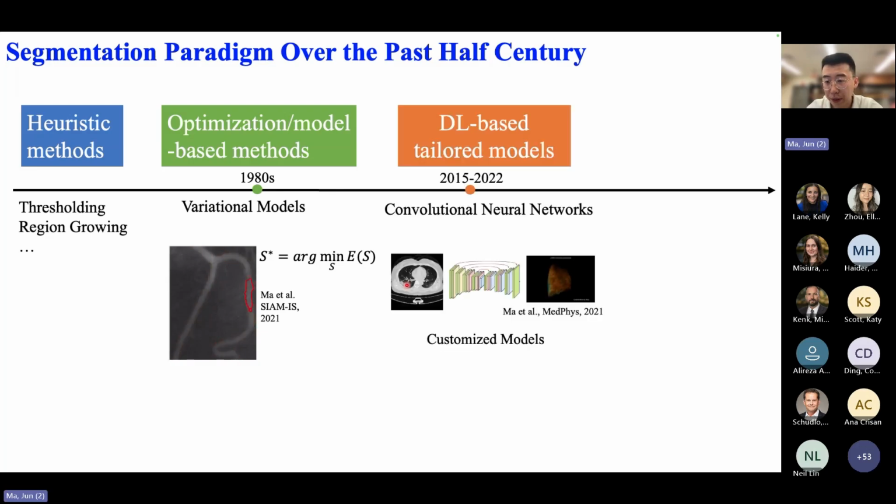Starting from 2015, deep learning-based methods such as convolutional neural networks dominated this field. Typical models include UNet, FCN, DeepLab, and so on. The key feature is that deep neural networks can learn representations from data in an end-to-end manner. However, those models are usually tailored for specific tasks or image types, which limits their generalization ability.